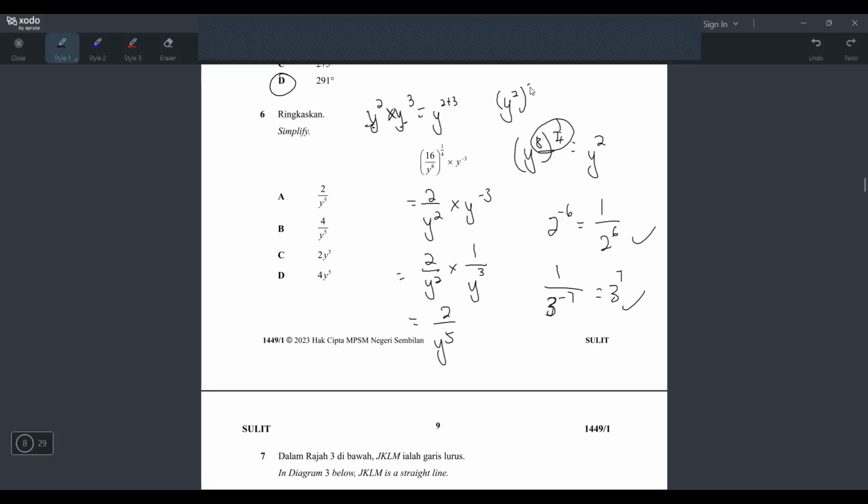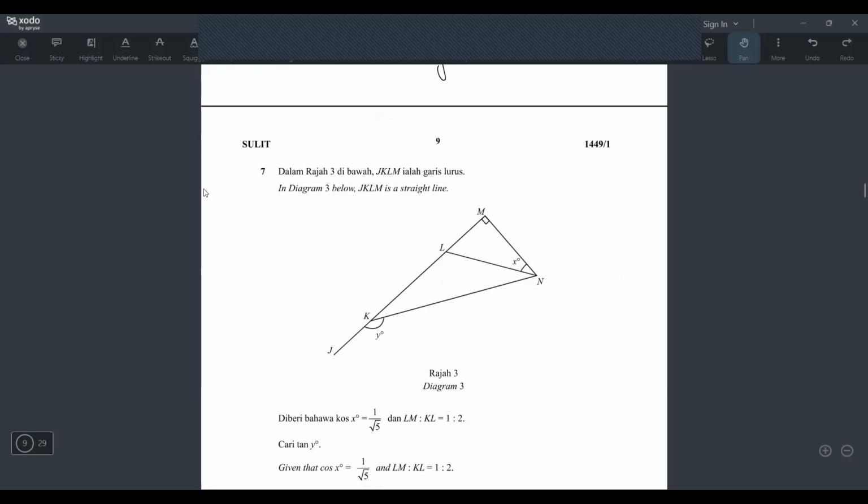Only if it's like this, side by side, then we get y power 6. But if it's y power 2 times y power 3, the correct way is to plus the power. So the answer is A, right?